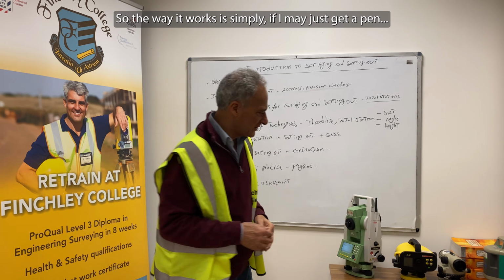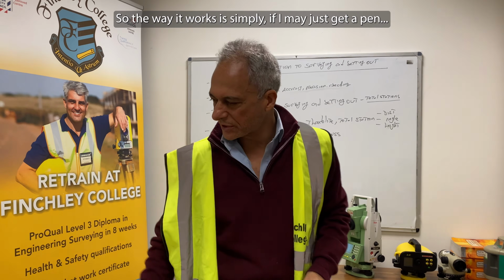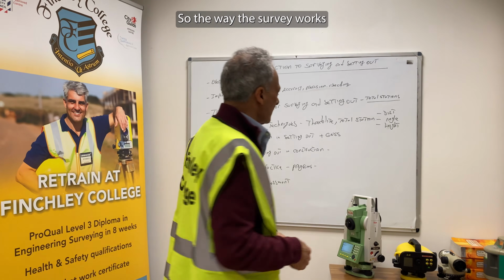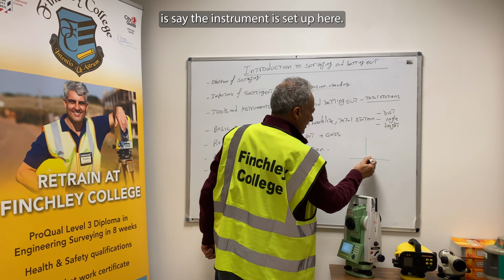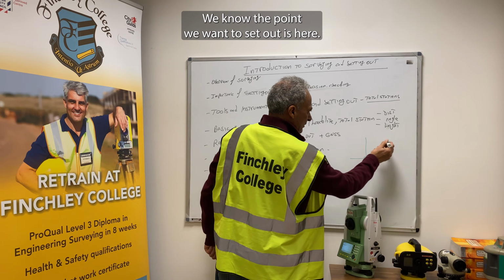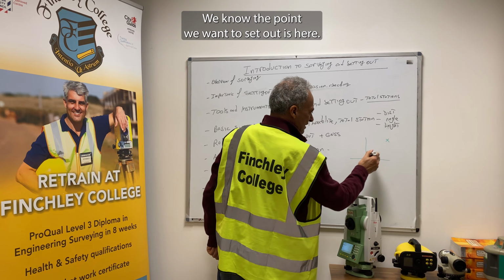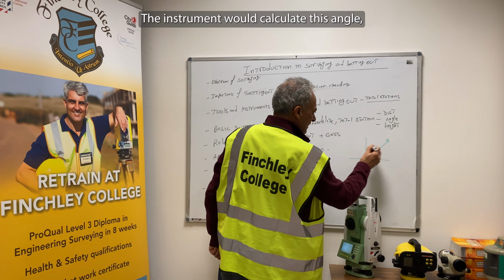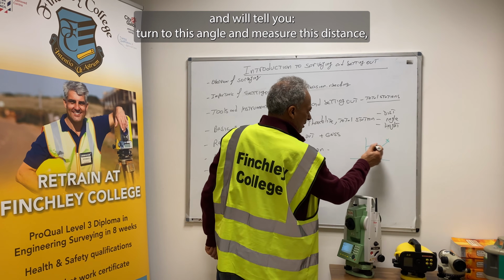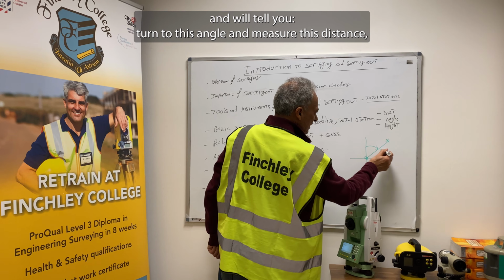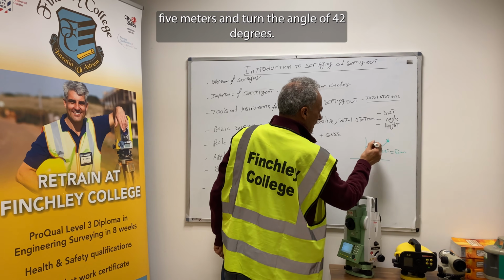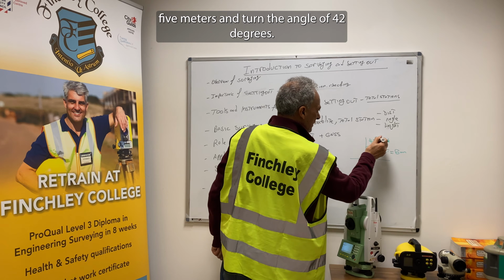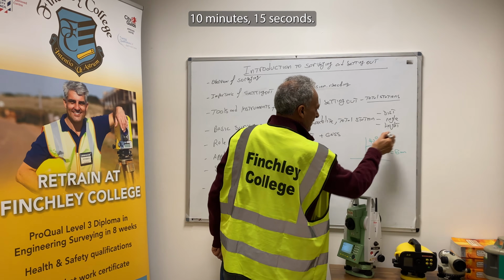So the way the survey works is, say the instrument is set up here. We know the point we want to set out is here. The instrument will calculate this angle and will tell you, turn through this angle and measure this distance. For example, 5 meters, and turn the angle of 42 degrees, 10 minutes, 15 seconds.